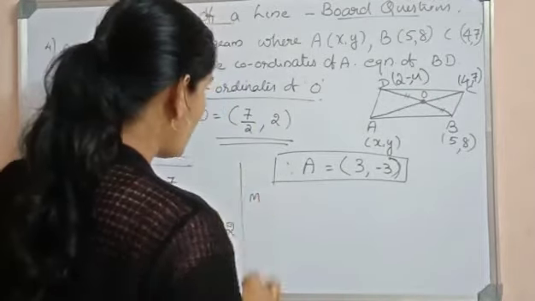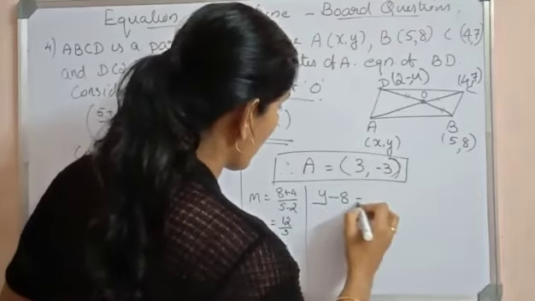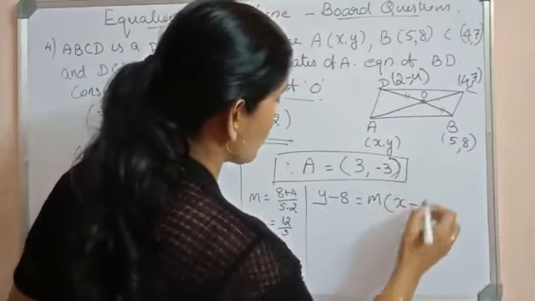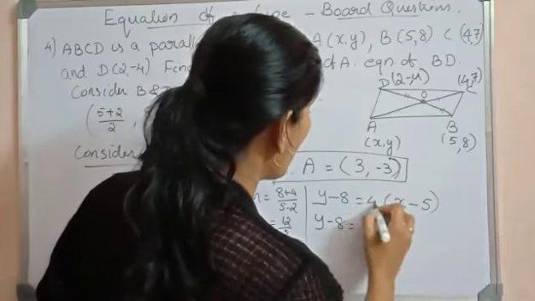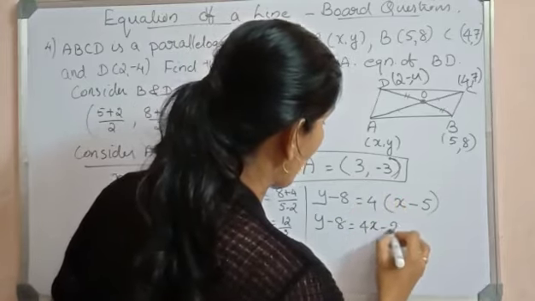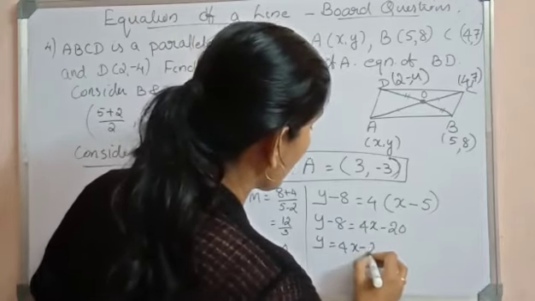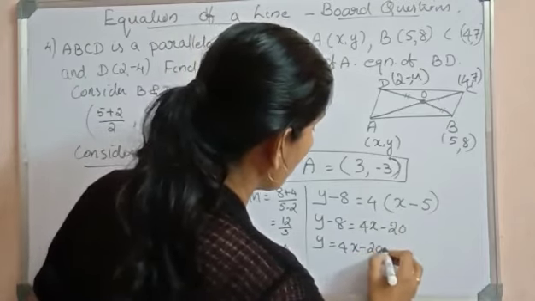Now we need to find the equation of BD. You can consider the slope and a point: x1, y1 as well as the slope. So y minus y1, which is 8, is equal to m into x minus x1, which is 5. So y minus 8 is equal to, here m is 4, substitute the value, 4x minus 20. So y is equal to 4x minus 20 plus 8. That is y is equal to 4x minus 12. And this is the equation of the diagonal BD.